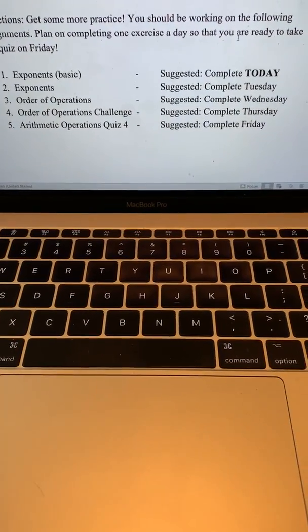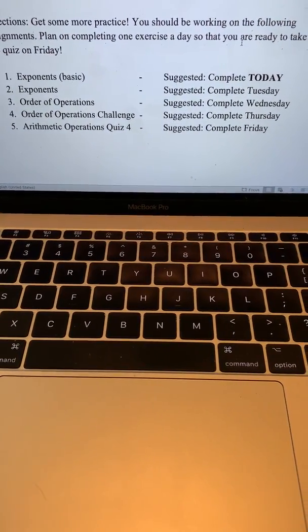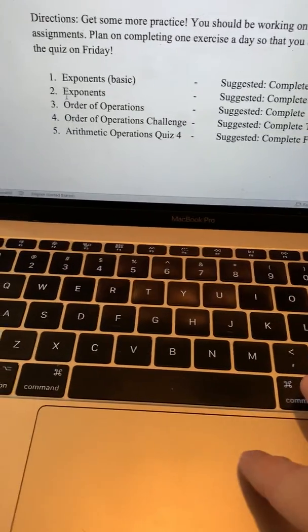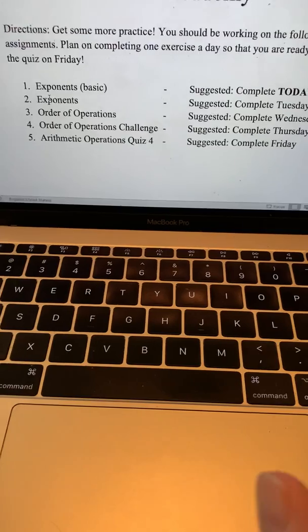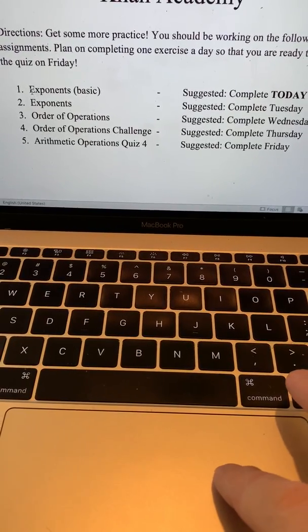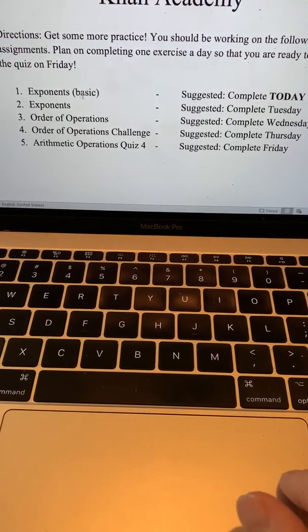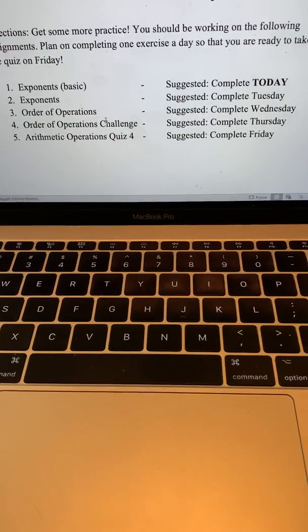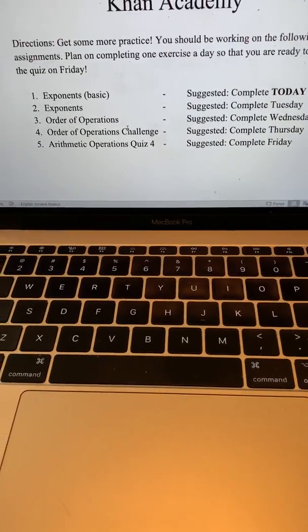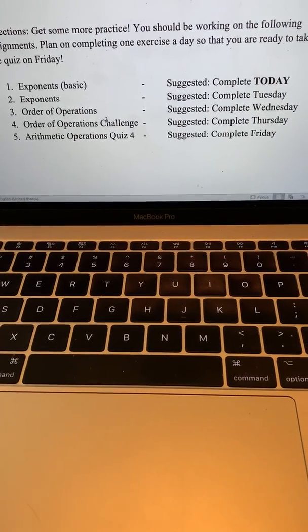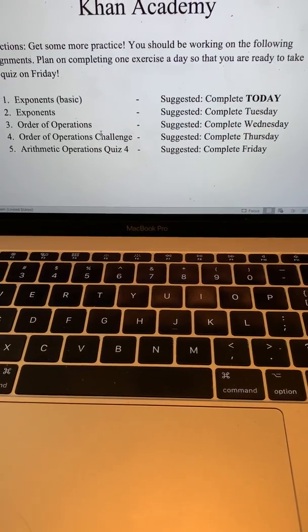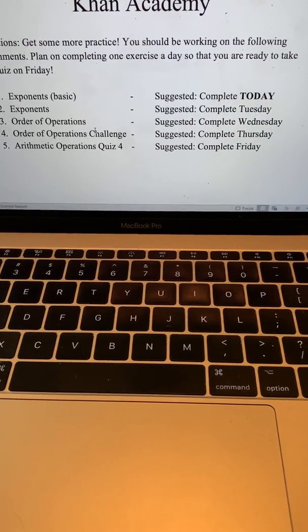When you finish your exit ticket, you have a choice to call into our office hours, or if you know this and you don't need any help, you can log on to Khan Academy and you have been assigned 5 assignments for this week. I'm suggesting that you do 1 assignment for today. So for today, you should do the first one assigned to you, which is exponents. It says basic in parentheses when you log on. Do that one today, and then tomorrow you can move on to your other assignments. If you have questions, you know you can text me, 847-769-4731.